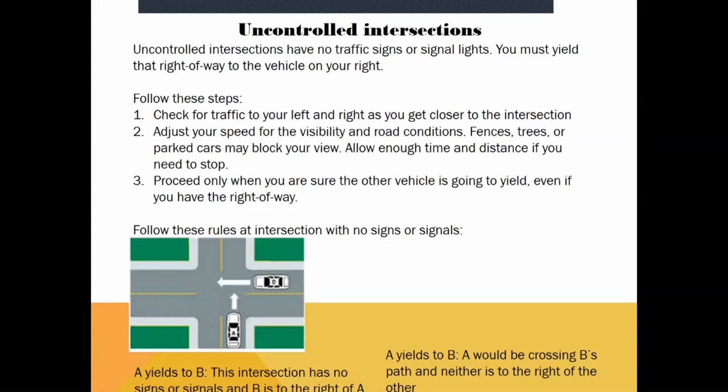So here's that right-of-way in an illustration. There's vehicle A and vehicle B. In this situation, vehicle B would have the right of way if they showed up at the same time. He would have the courtesy to proceed first, and car A would have the courtesy of letting him go first.